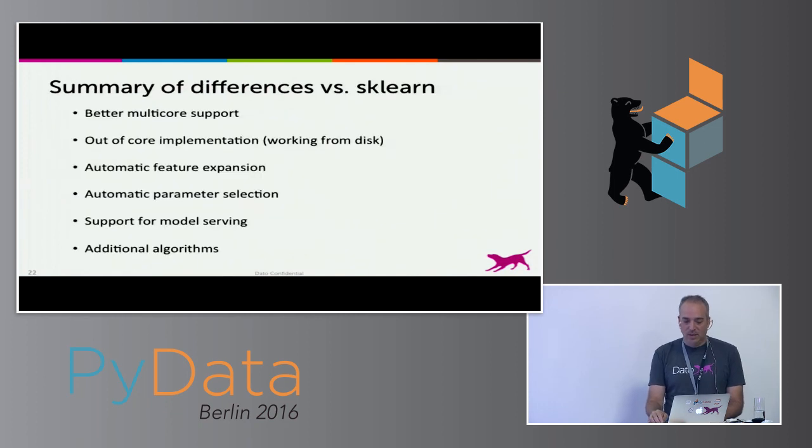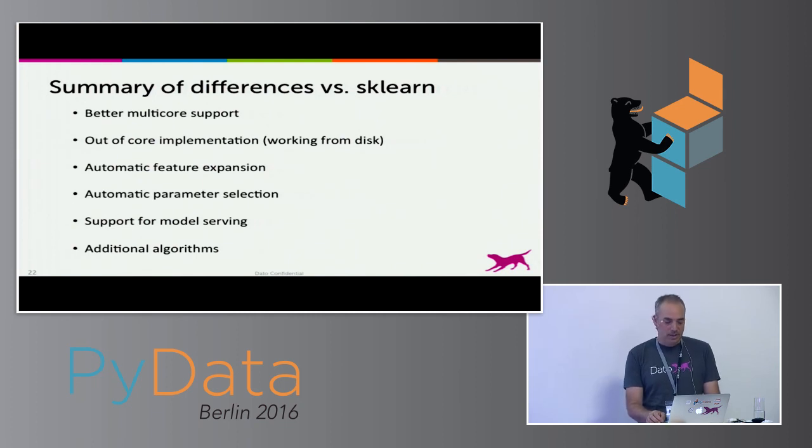Some other differences related to scikit-learn are related to multi-core support. All of our algorithms are fully multi-core parallelized, and not single-threaded. We work from disk, as I mentioned. We do a lot of automatic feature expansion, which is missing in scikit-learn. We do a lot of things to help you get quickly to your results without creating features, translating categoricals to binary, and so on. And a lot of work around automatic parameter selection. We do trial and error on a subset of the data set in order to give you good parameters to start with. We also have serving capabilities and support for many algorithms that are missing in scikit-learn, like deep learning, text algorithms, sentiment, and churn prediction, and many other things.